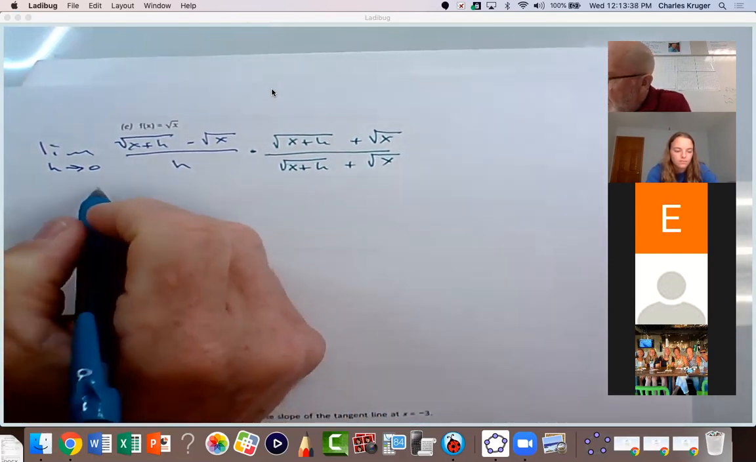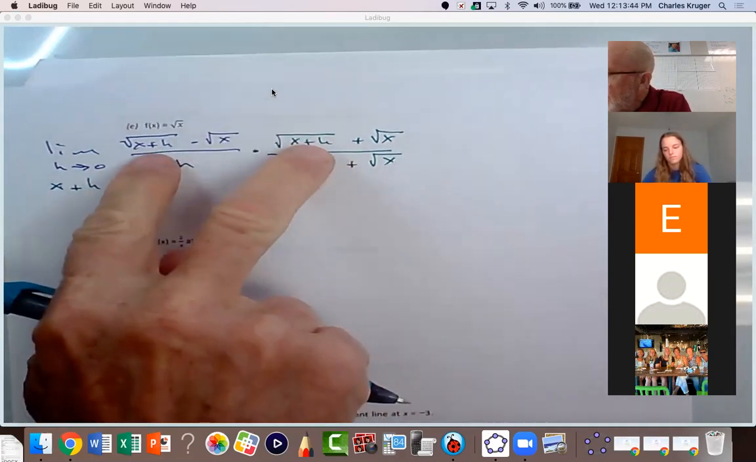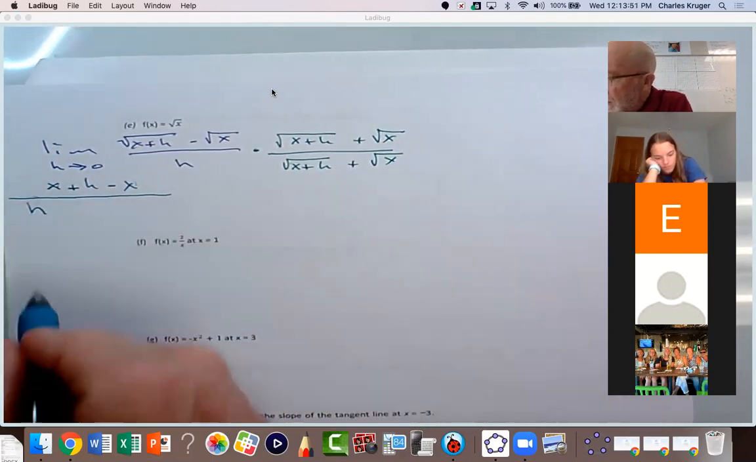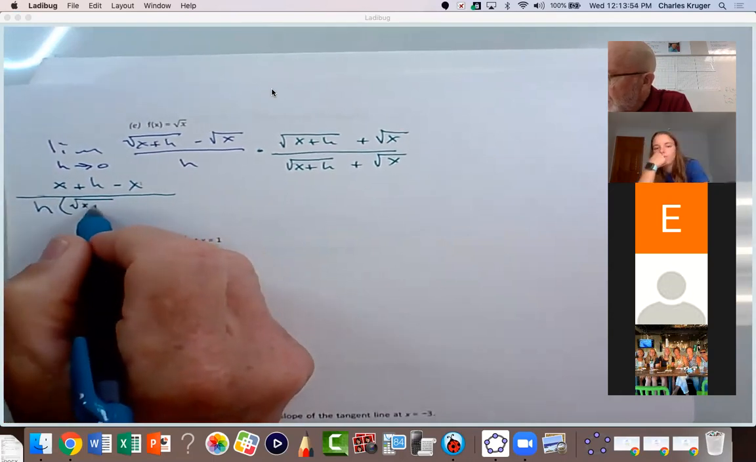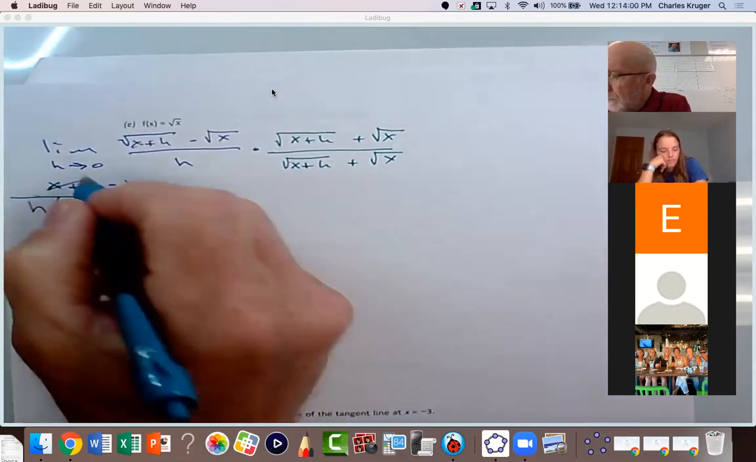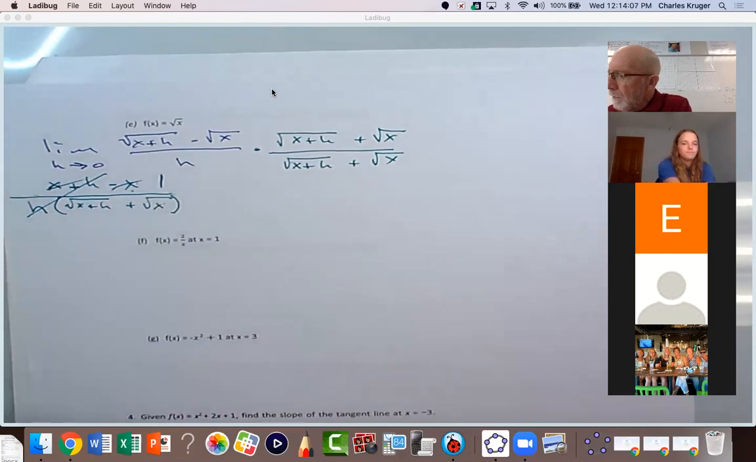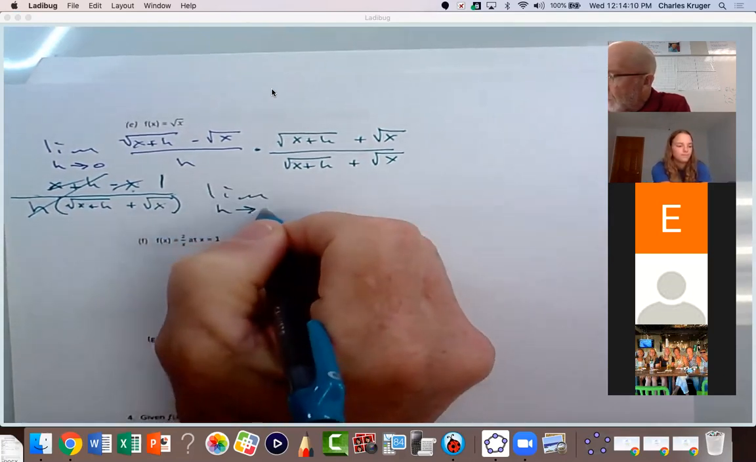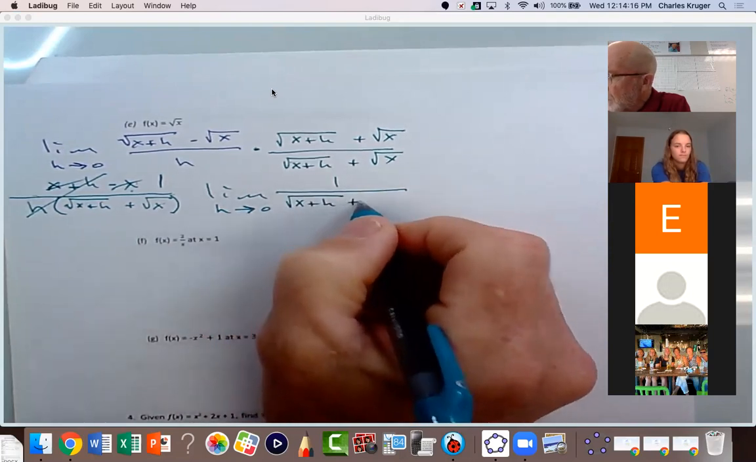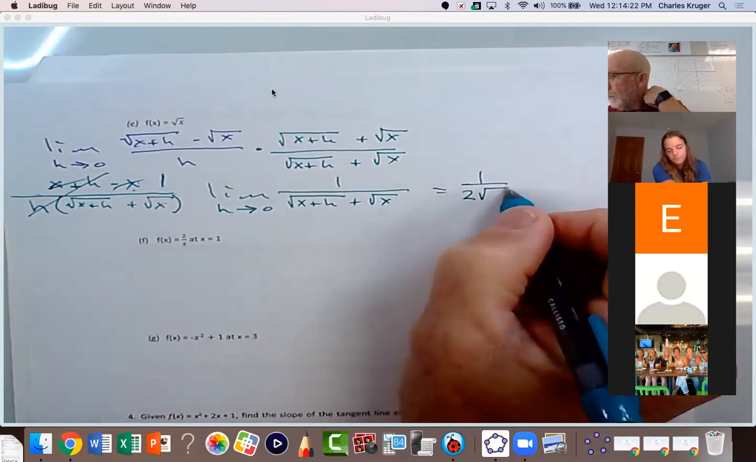So when I do that, I'm going to have x plus h minus x. No middle term. Just those two being multiplied together, over h times the square root of x plus h plus the square root of x. Well, x minus x is 0, h plus 0 is h, and h over h is 1. So now I have the limit as h goes to 0 of 1 over the square root of x plus h plus the square root of x, which gives me the square root of x plus the square root of x, or 1 over 2 times the square root of x.